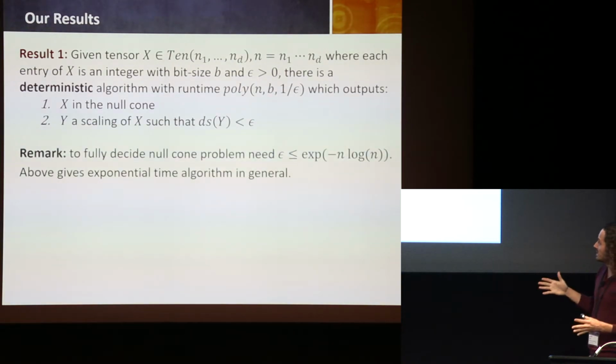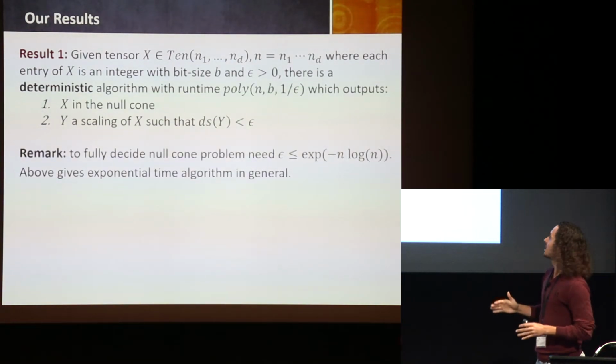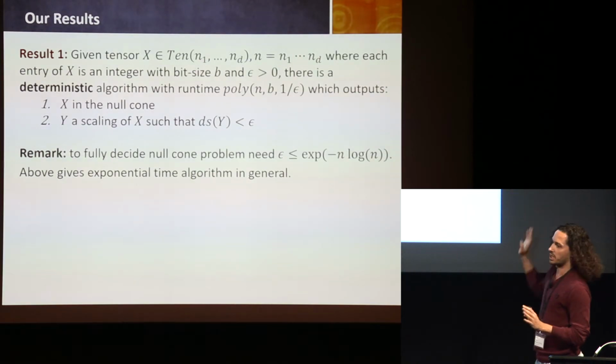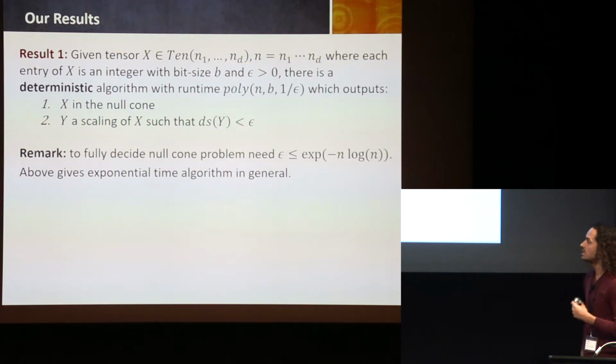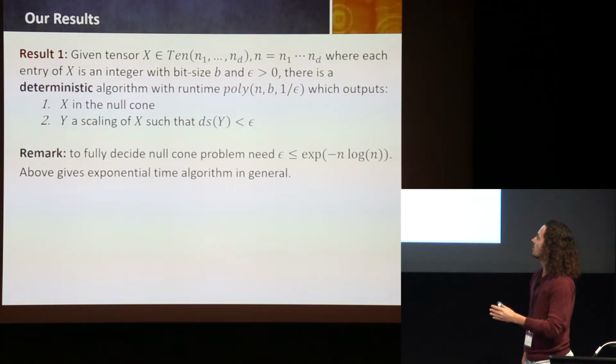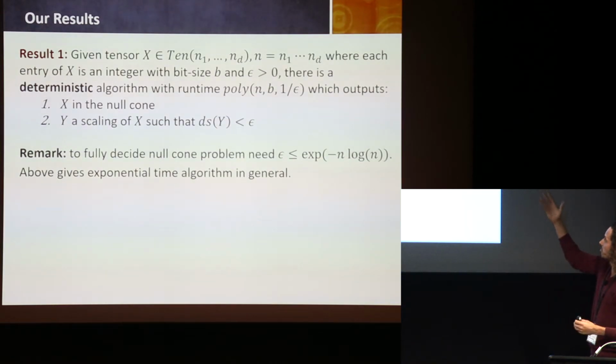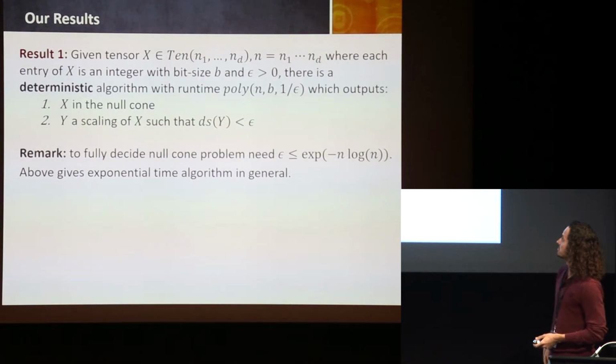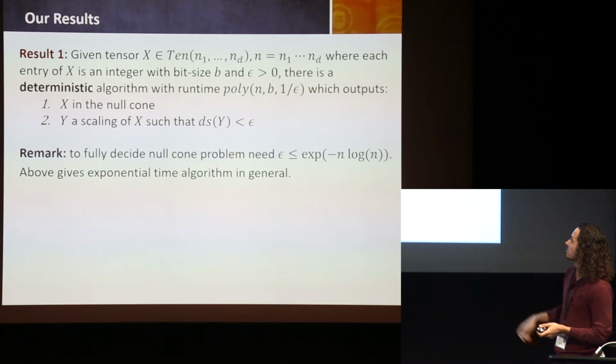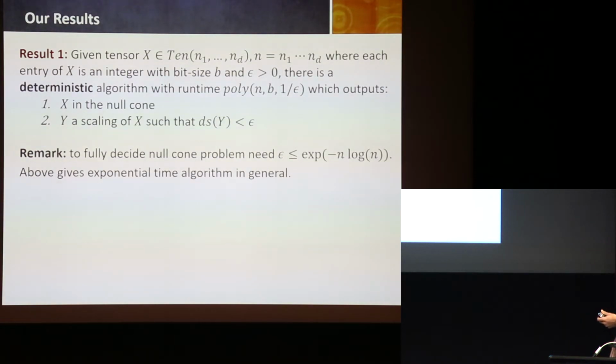But to fully decide this null cone problem, it turns out that we need this epsilon to be exponentially small in n. Okay, we need the epsilon to be really small. So therefore, to decide the null cone problem here, we just give an exponential algorithm for this problem. But in general, if you have a promise problem, then we can solve it. If you promise that you're really far from doubly stochastic, then we can actually decide it.